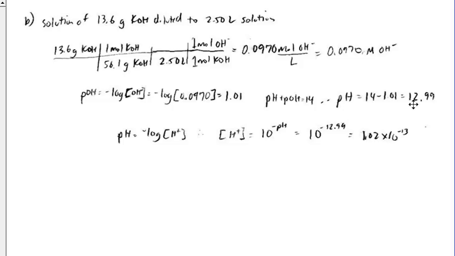The pH is 12.99, and now that you know the pH, you can do the reverse operation. If pH is the negative log of H⁺ concentration, then the H⁺ concentration is 10 raised to the negative pH. 10 raised to the negative 12.99 is 1.02 times 10 to the negative 13th molar. So that's the concentration of the hydrogen ion.